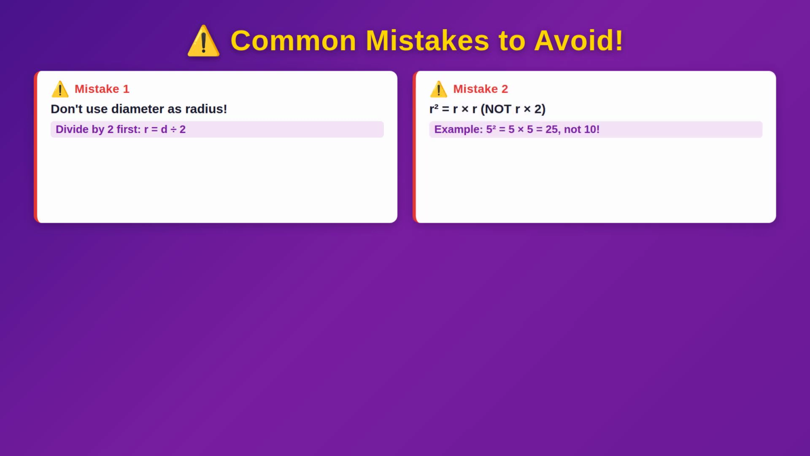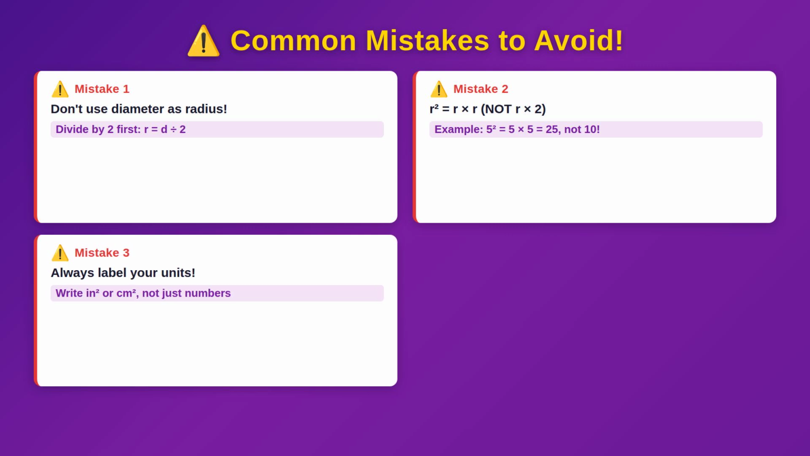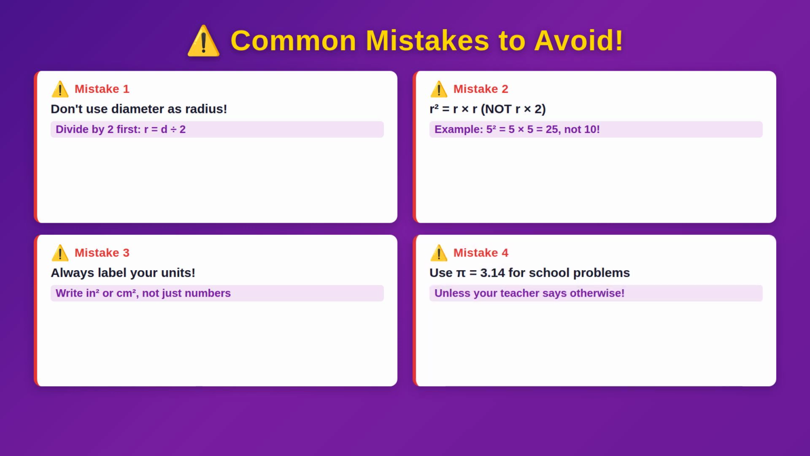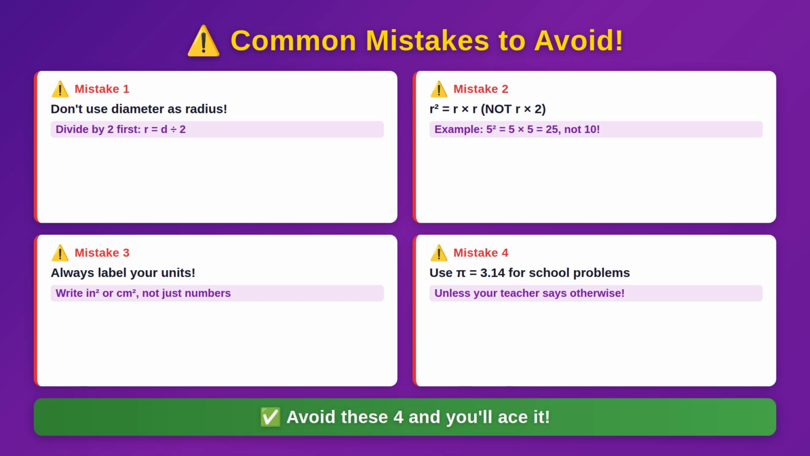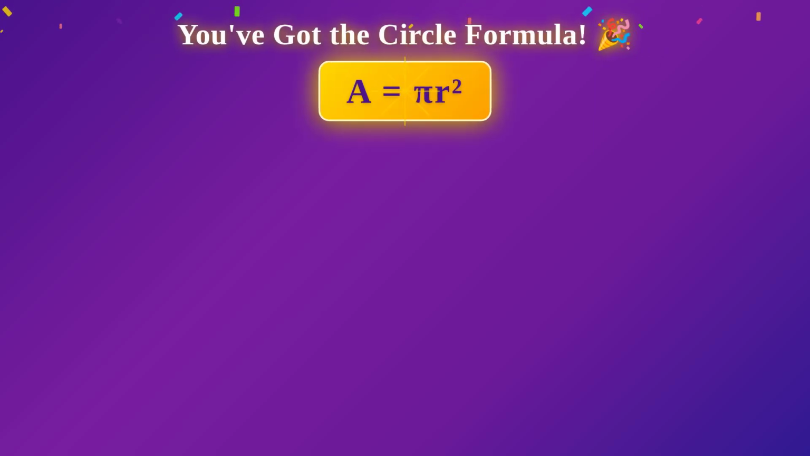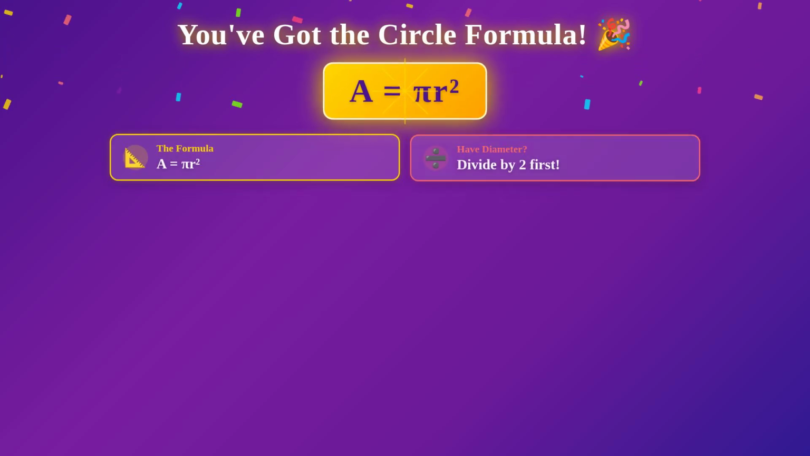Before we wrap up, let's talk about the most common mistakes, the ones that trip up almost every student the first time. Mistake 1, using the diameter instead of the radius. Always halve it first. Mistake 2, and this one is sneaky. R squared does not mean r times 2. It means r times r. So if r is 5, r squared is 25, not 10. Big difference. Mistake 3, forgetting units. Area is always squared units. And mistake 4, using the wrong value for pi. Stick with 3.14 unless your teacher says something different. Avoid these 4 and you're golden.